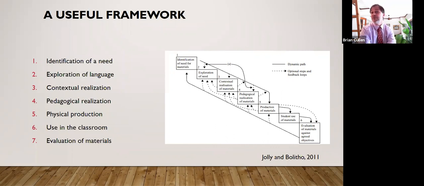Then step 5 is the physical production, which could be just you copying some prints that you've made, giving them out to your students. It could be creating videos, it could be creating a whole textbook, it could be creating audio. Then step 6, very important, using it in the classroom.